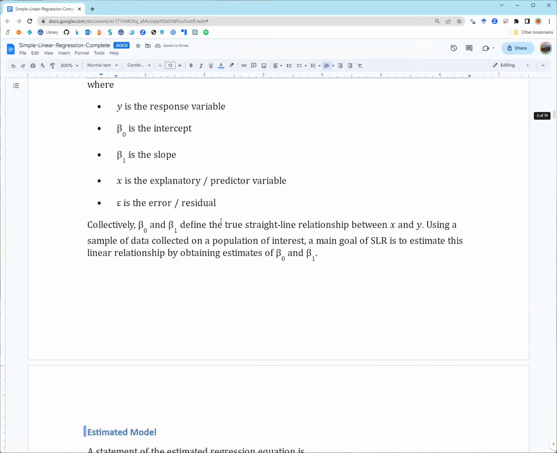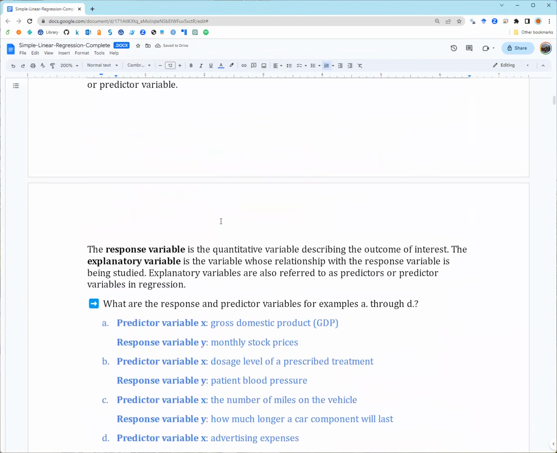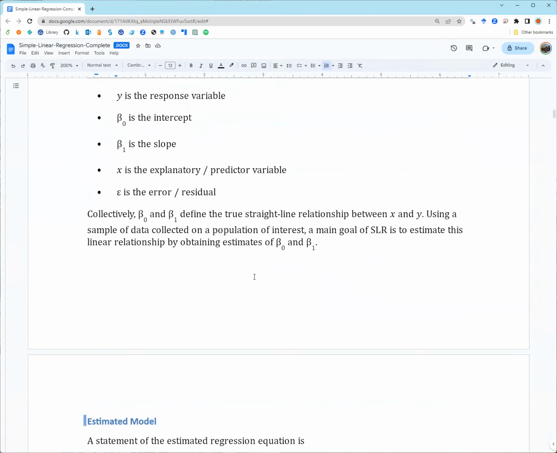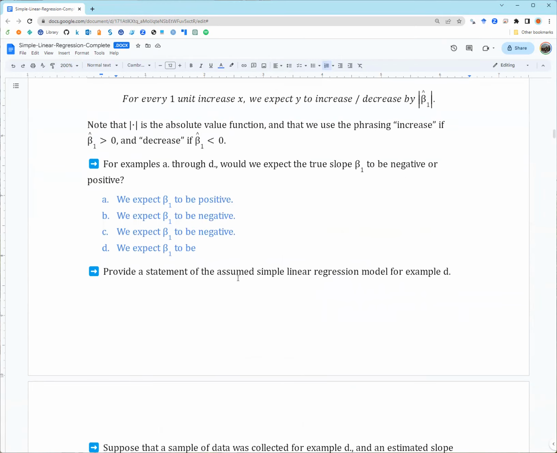And then lastly, advertising expenses and sales. Let's assume we had good advertising so that made people want to buy our company's product, did not turn them off of it. That would be hopefully the case. As we spent more on advertising, then we would likely expect sales to increase. So that would correspond to the true slope being positive. Okay.